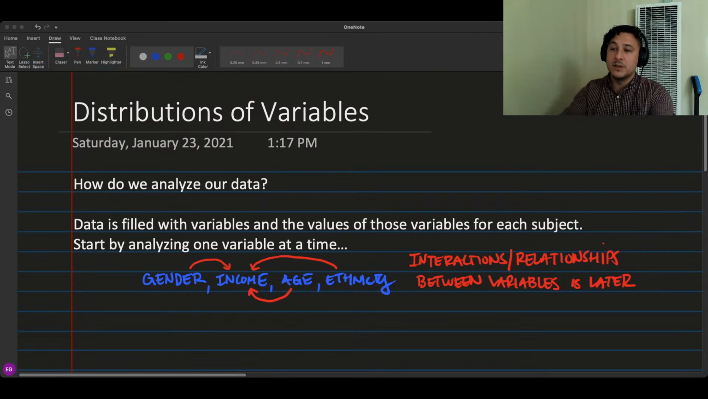Usually people don't like doing that because they'll say, why should I only look at gender? Gender and income might be related. And it's like, yes, we're going to do that later. Right now we're just looking at the one. Okay.